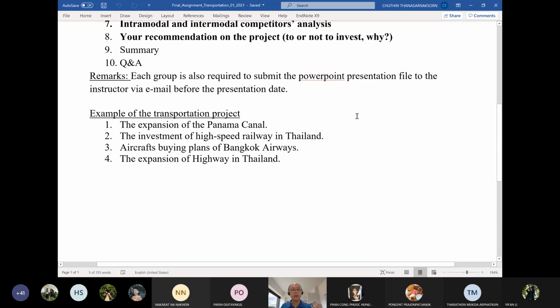The example is listed here. It doesn't have to be exactly the same as the example. This is just an example. But please make it directly related to a transportation project. If you're not sure, you can ask me first. Not the launching of the new model of Tesla or something like that. No, that's not a transportation project. That's a business project. Not like the launch of the new Porsche Taycan. That's not a transportation project.